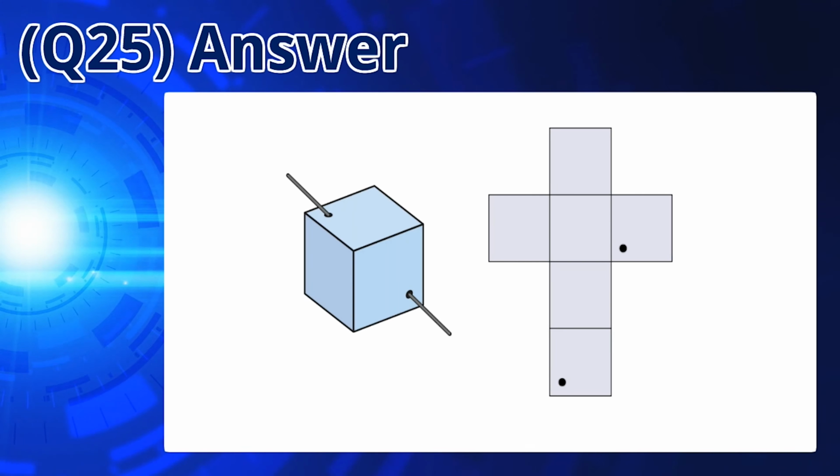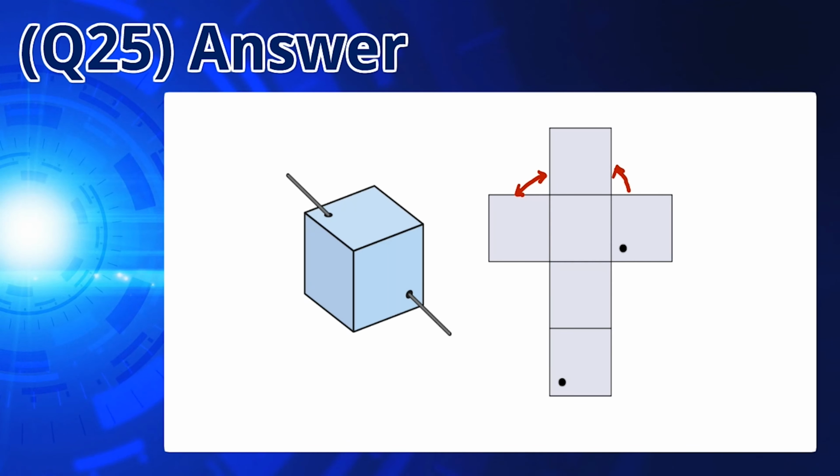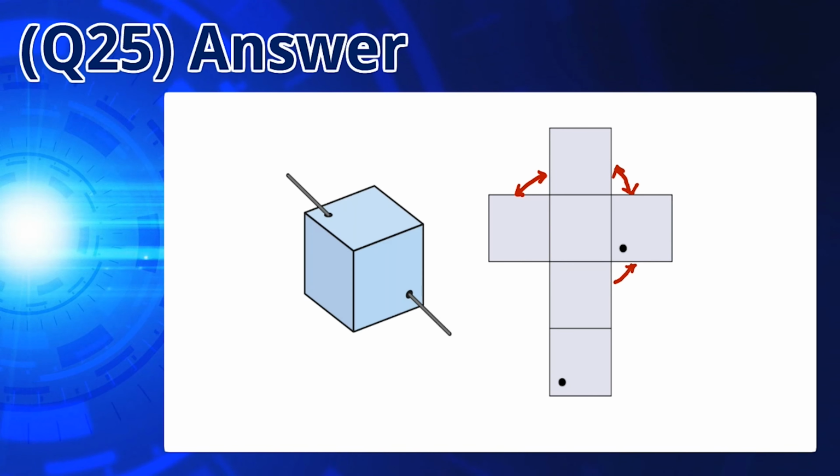In this question, we need to have a good visualization of 3D shapes. We can try out the different answers as shown. The two pierced faces can be joined with solid arrows, and the joined faces are shown as on the screen.